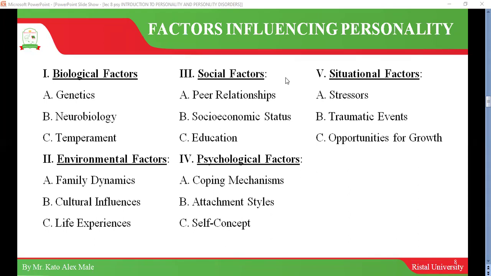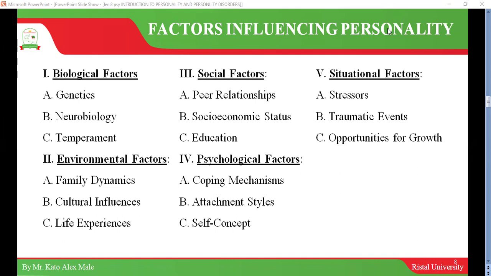How do you spend per day? And things in line. Also, education as a social factor influences personality a lot. Someone who is educated and someone who has not gone to school don't behave in the same way.